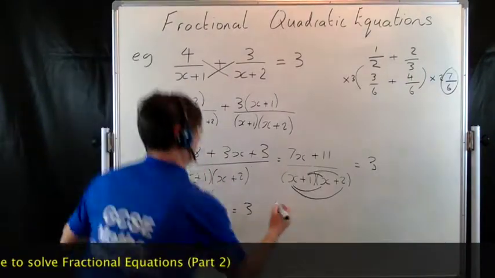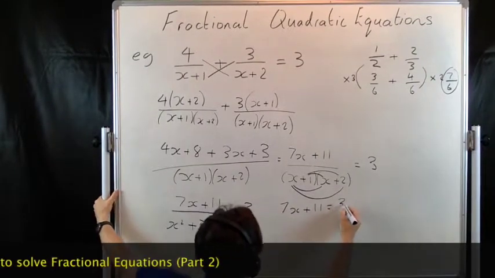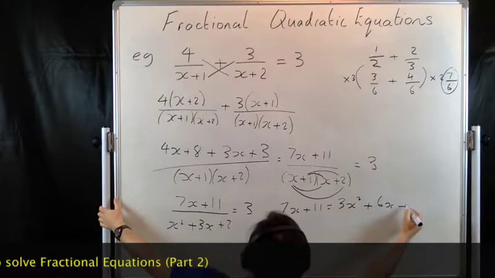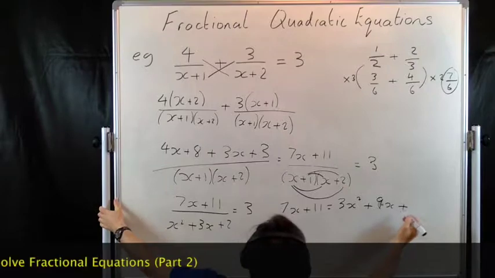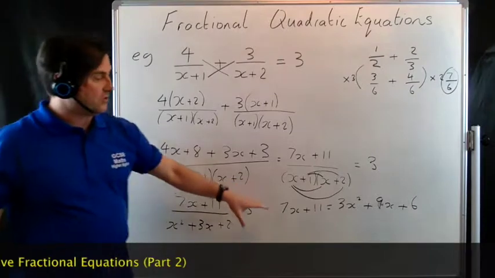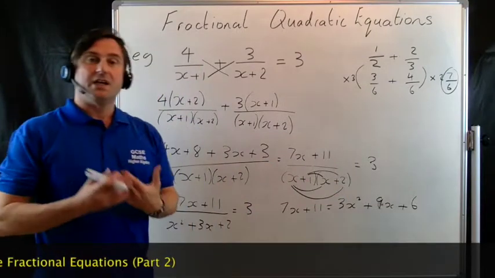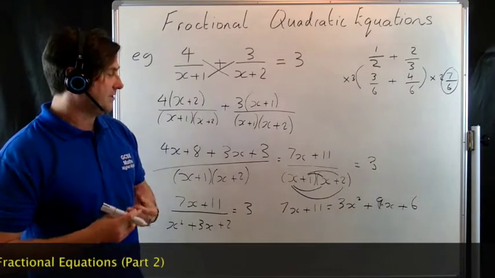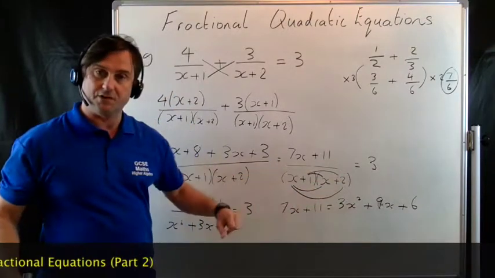Now I can take this denominator up and times it by the 3. That leaves me with 7x plus 11 equals 3x squared plus 9x plus 6. Now I've got an expression here that's a quadratic. It's got the x squared in. In order to solve a quadratic, I need to set it equal to 0. So I'm going to have to get this x term and this 11 over to the other side, so I'm left with 0 on this side.